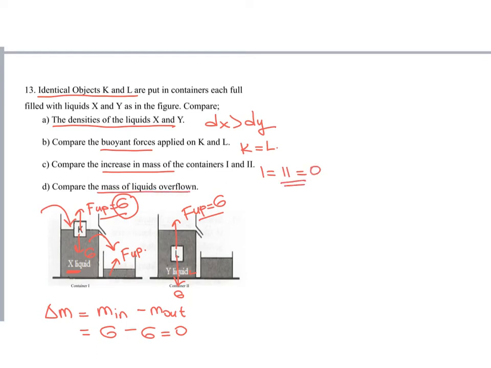Compare the mass of the liquid overflown. The mass of liquid overflown, or the weight of liquid overflown, is equal to the upthrust. So they have the same upthrust. So it is also the same for both of them, which is equal to the upthrust, which is equal to the weight of the objects.